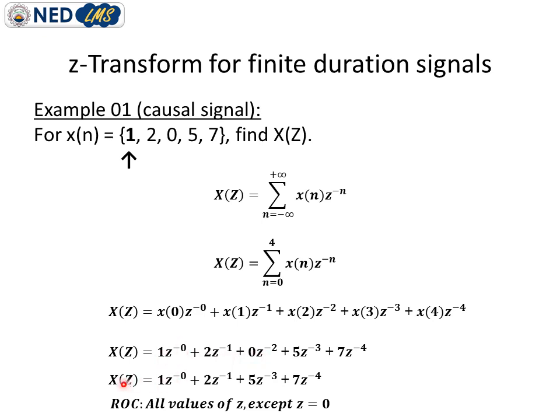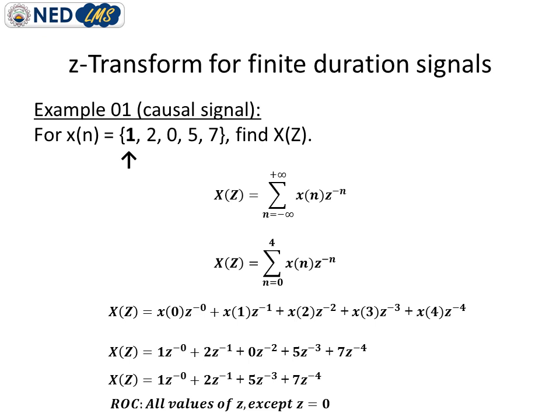So in the final answer we can write X of z is equal to 1 plus 2 into z raised to power minus 1 plus 5 z raised to power minus 3 plus 7 z raised to power minus 4, which is the simplified solution of the z transform of the provided signal. Now again, the important thing is to write the region of convergence for this expression.